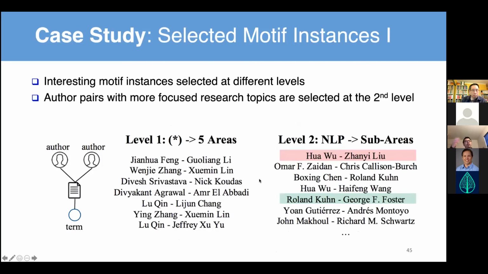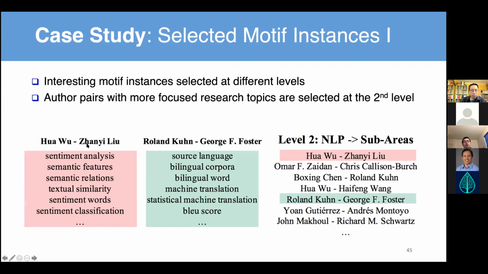And if we dive deeper into the second level, it will be more interesting. So if you are looking at this NLP to sub areas, you can tell that we did some case study, picked two of them, and then tried to retrieve all their papers and do some counts for their frequent phrases. And then we realized that the first author pair is mainly working on sentiment analysis, and the second author pair is mostly working on machine translation. You can tell from these terms.